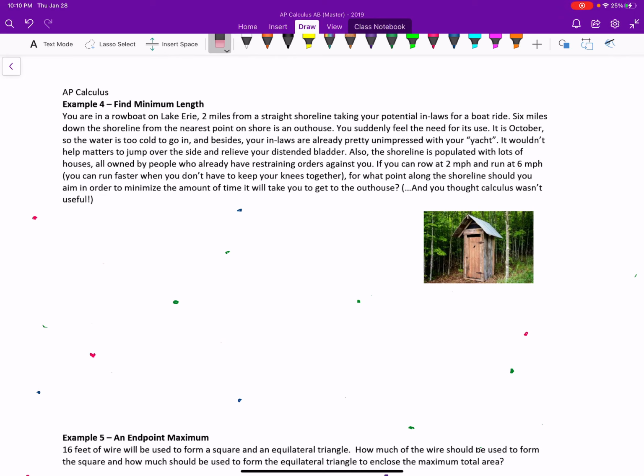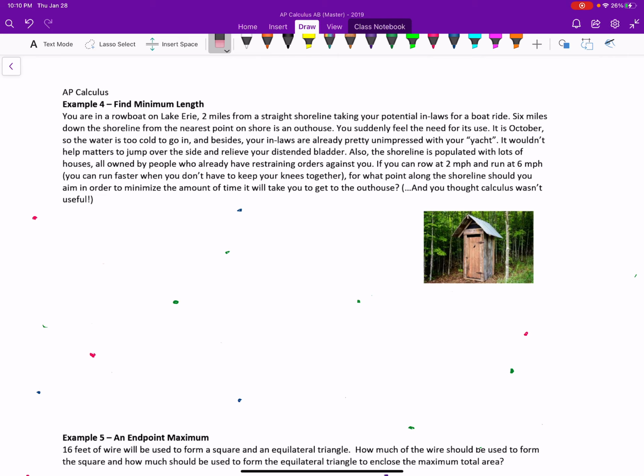So example 4, finding minimum length. You are in a rowboat on Lake Erie on vacation, right? 2 miles from a straight shoreline, taking your potential in-laws on a boat ride. 6 miles down the shoreline from the nearest point on the shore is an outhouse.